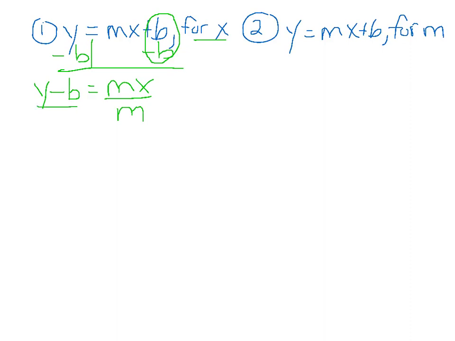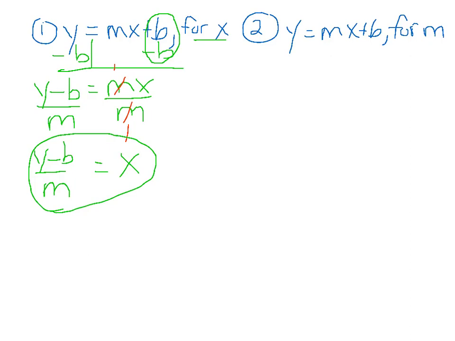What you do to one side, you have to do to the other. When you divide by m on the right, we have m divided by m, which gives you 1. So we are now left with x by itself, and since there are no like terms on the left, we're going to leave it like that.